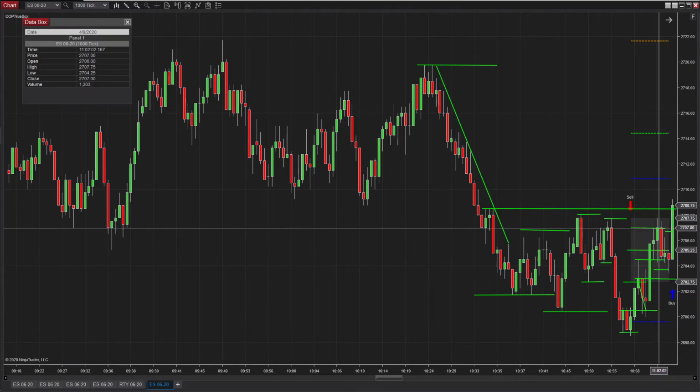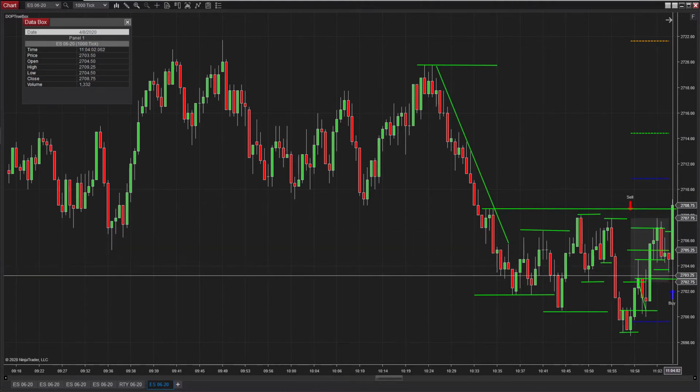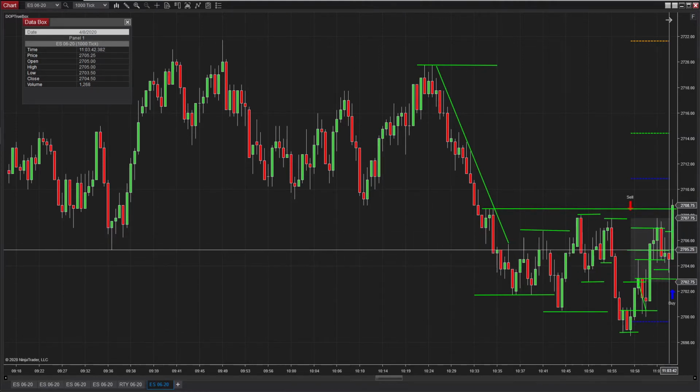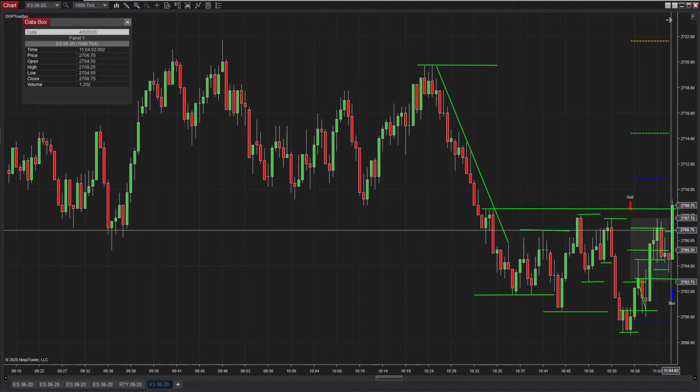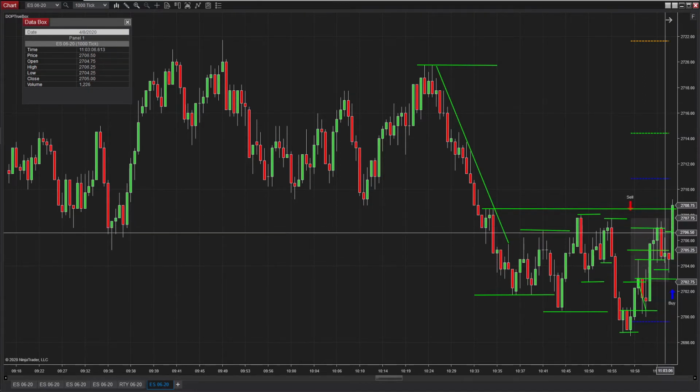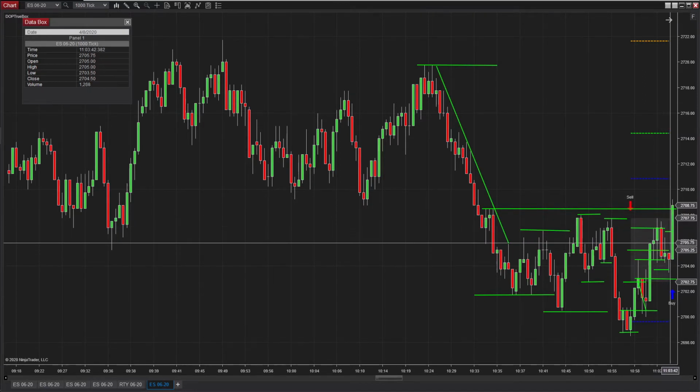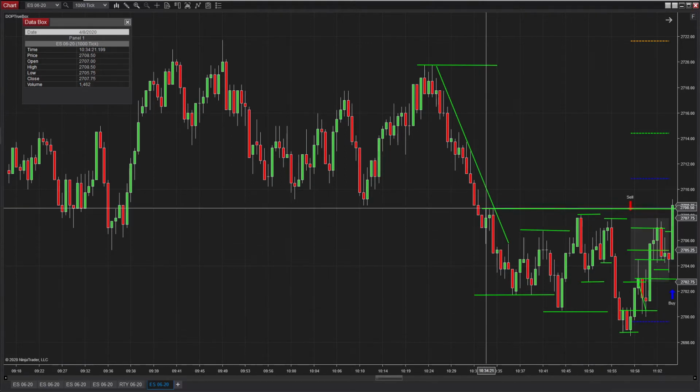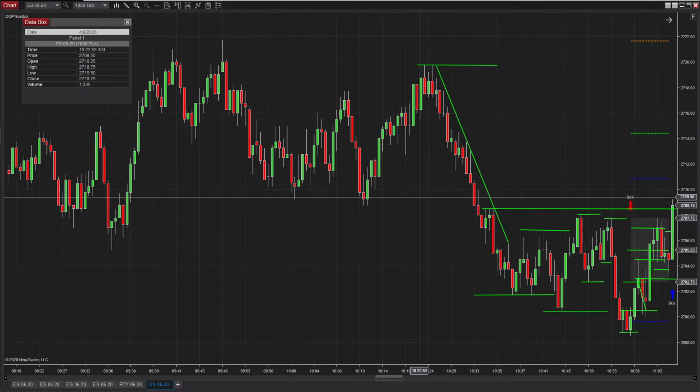So you're short here, it comes down, comes back up. You don't really want it much above here. You definitely don't want it above here. So you're out here, somewhere between a tick and a point in profit. No big deal. So now we've really closed, if we look back over here.